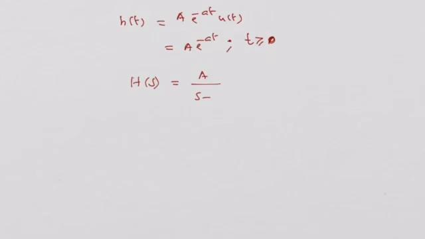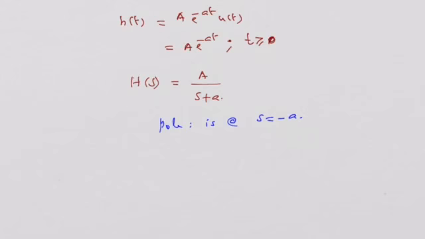So these two conditions can be extended over different h of t values. For example, I have h of t is equal to a e power minus a t u of t. It is a causal system because the impulse response is e power minus a t only for t greater than or equal to 0. If you look at H of s is equal to a divided by s plus a, the location of the pole is at s is equal to minus a.